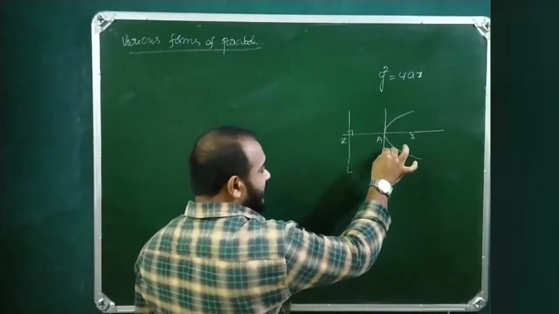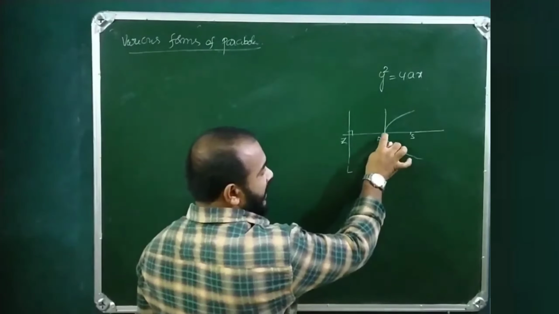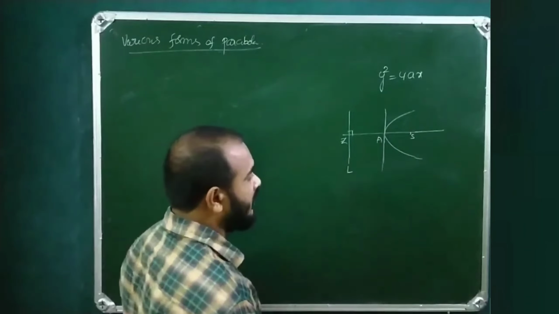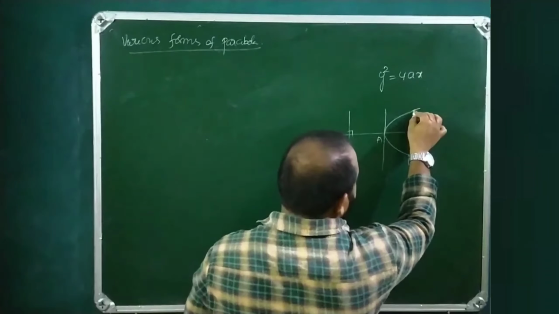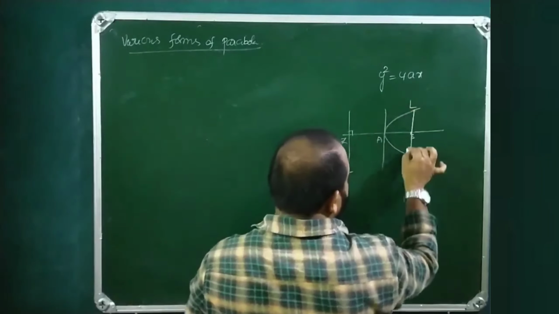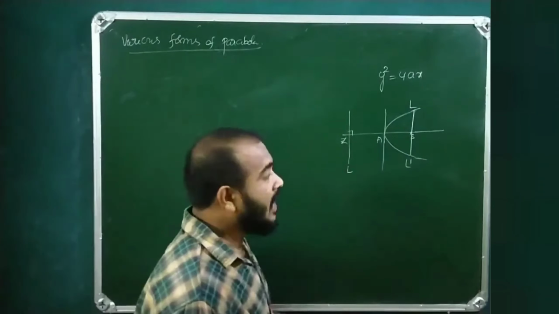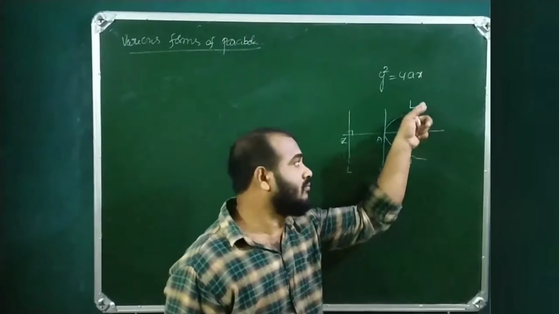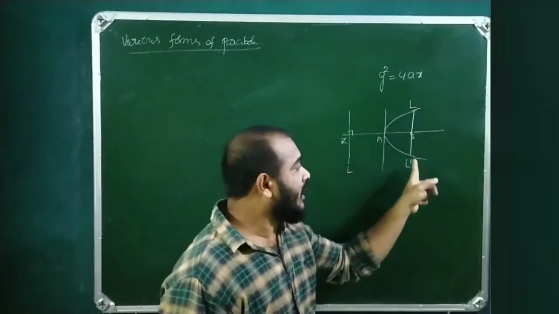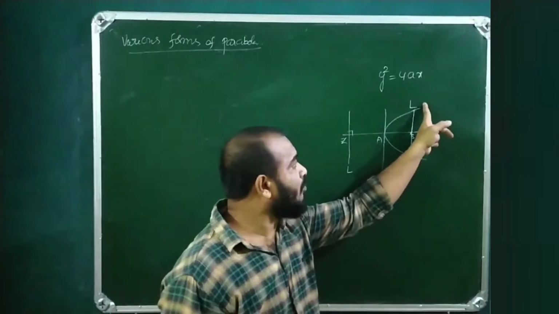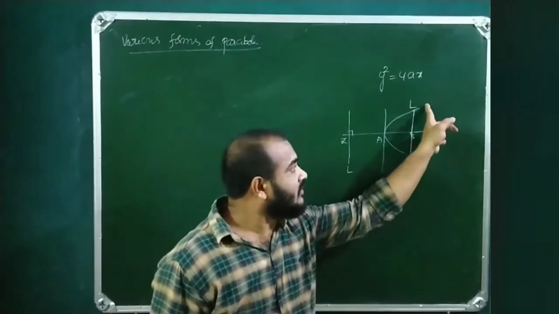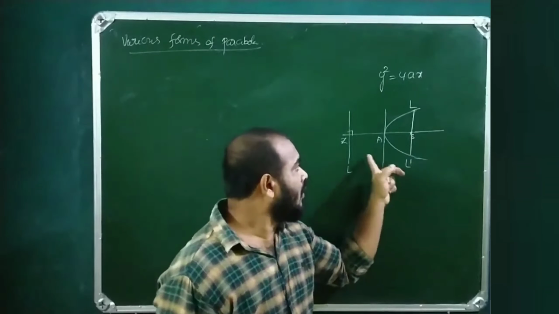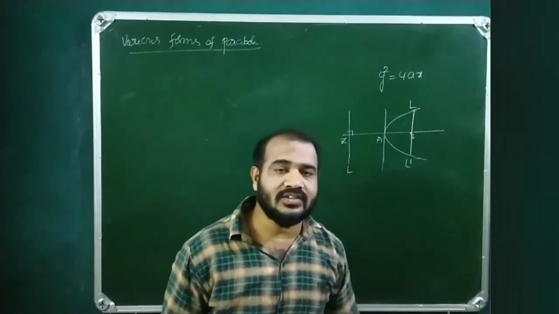Tangent at the vertex. This line is the tangent at the vertex. And this L dash is the length of the latus rectum. So L dash are the endpoints or the extremities of the latus rectum. All these things we have discussed earlier.